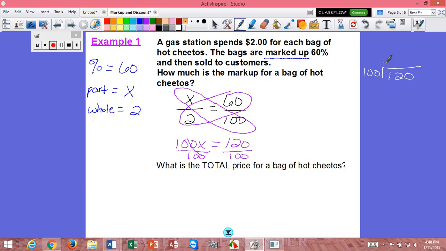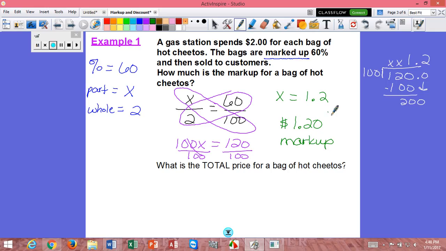Okay, 100 cannot go into 1 and it cannot go into 12, but it can go into 120 one time. And I get 20 left over. I'm going to add a decimal and a 0. 100 goes into 200 2 times, and we would stop there. So that means that x equals 1.2, and since this is money, this would be $1.20. So it's a $1.20 markup.